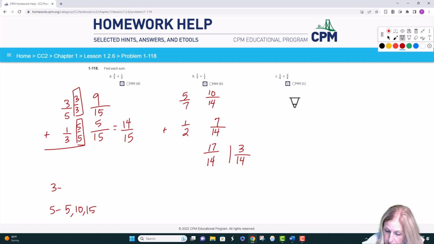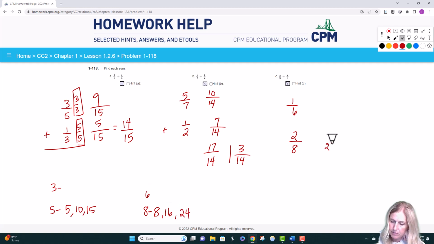Okay, 1/6 and 2/8. Okay, let's see, we've got a 6 and an 8. Does a 6 go into an 8? No. Does a 6 go into 16? No. Does a 6 go into 24? Yes, there it is. That's our least common denominator.